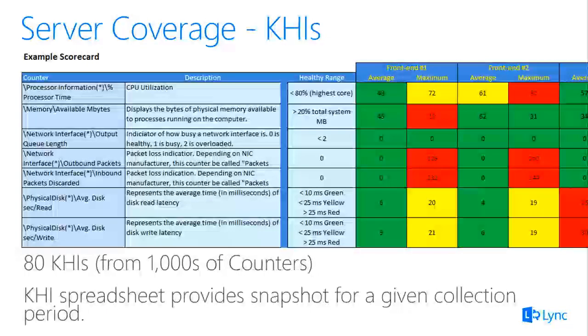So one thing I wanted to show is this KHI spreadsheet. This is something we ship in the network guide. It's also something we have a poster on that shows the KHIs. How many counters do you think we have in the product?